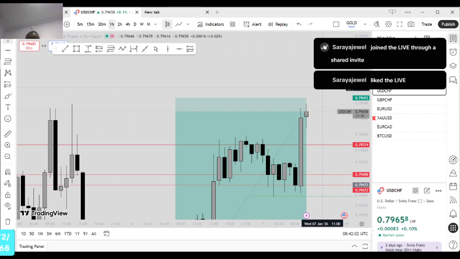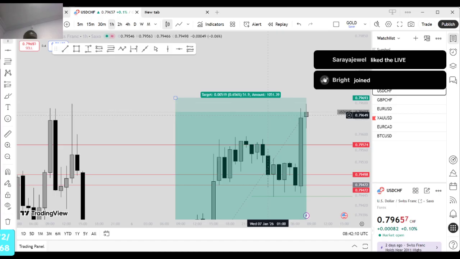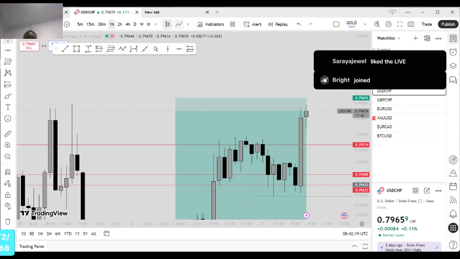The 4 hours has broken structure, which has given me full sign that okay, I can go bullish on this pair. I've spotted out the Asian session. Now I'm expecting price to come back to this level and then continue pushing to the upside. So what am I going to do?